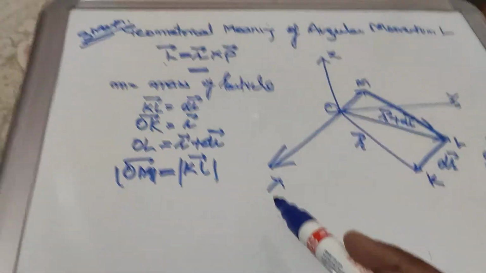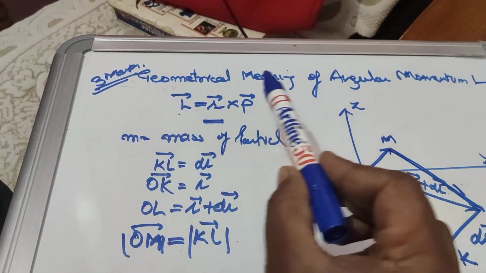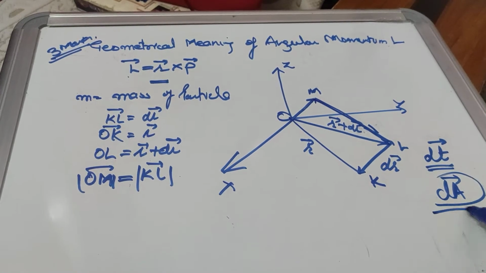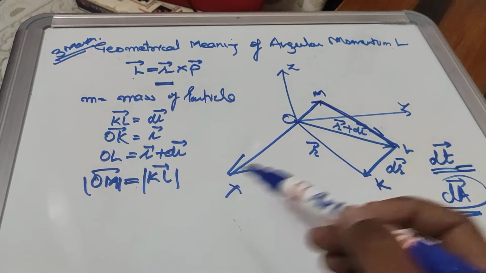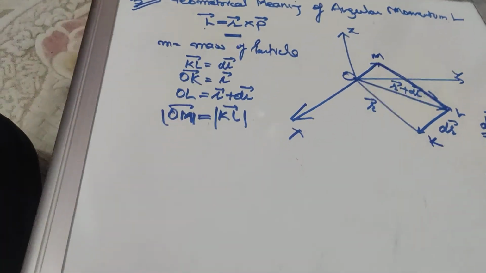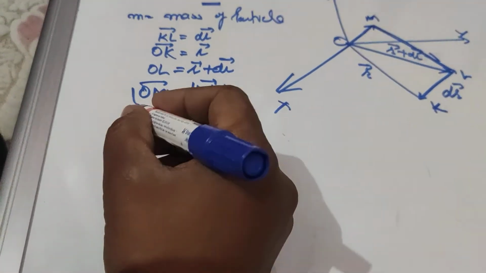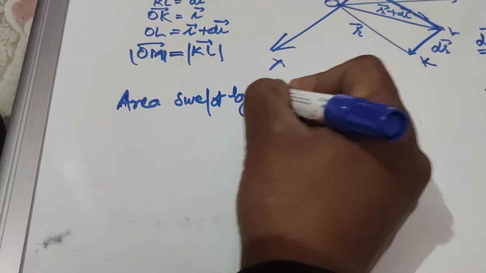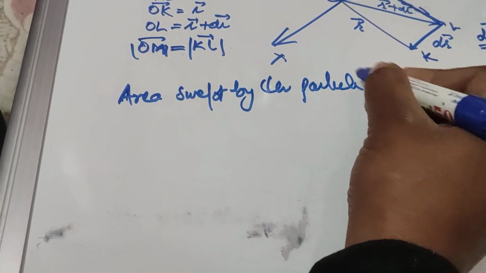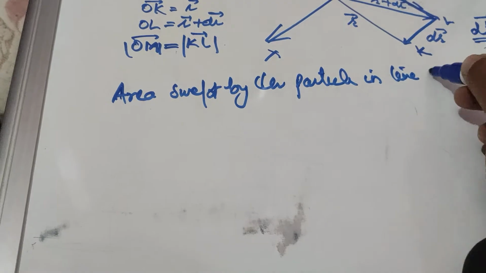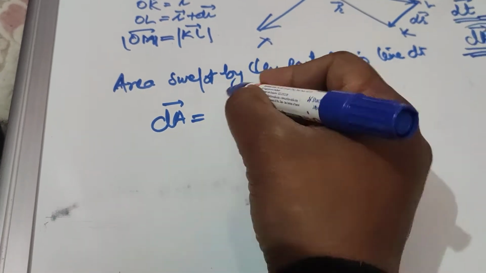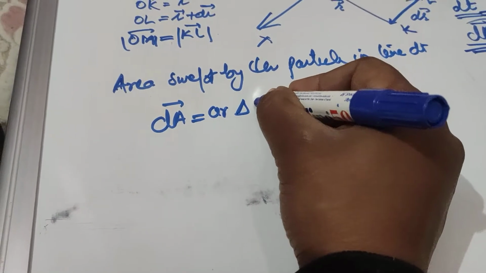So now, as I earlier told you that we have to find out the relation between dA vector, dt, angular momentum. So how we can derive the relation? So basically first of all we have to find out the area. So area swept by the particle in time dt. So in time dt, dA is the area swept by the particle and this is the area of triangle OKL.